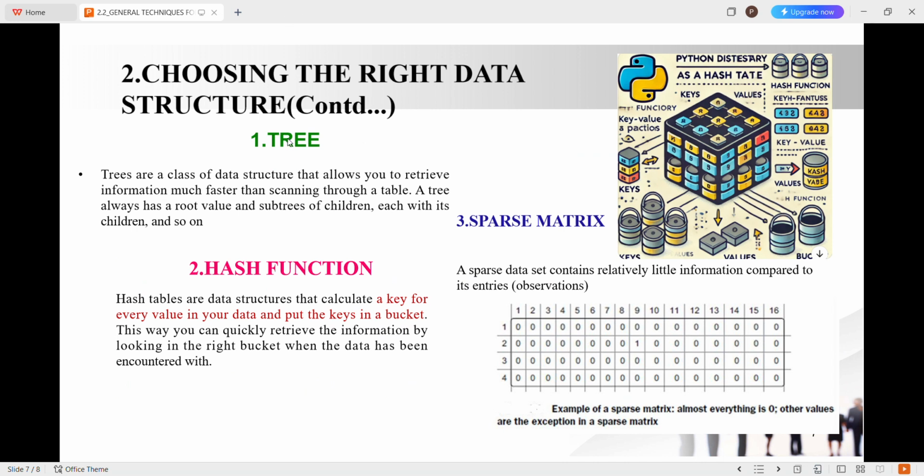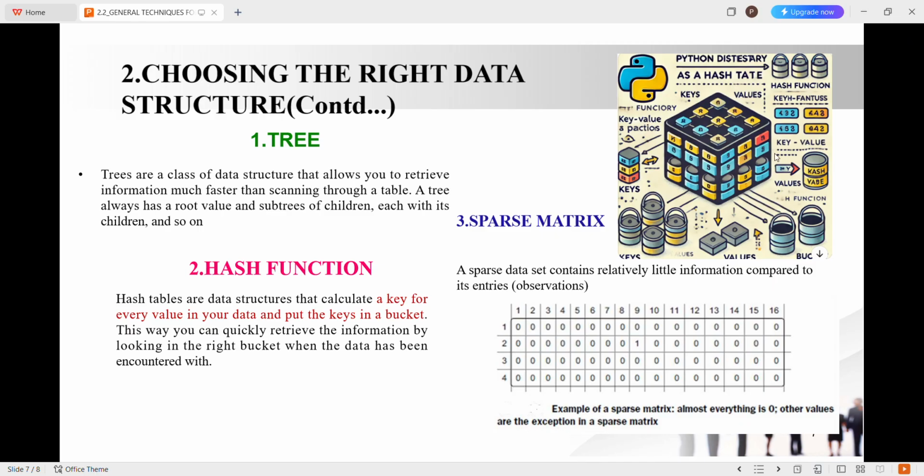As I told you, when I use a tree, we are able to retrieve the information faster than scanning through a table. A tree will have a root value and subtrees consisting of your children nodes. The next is your hash function.